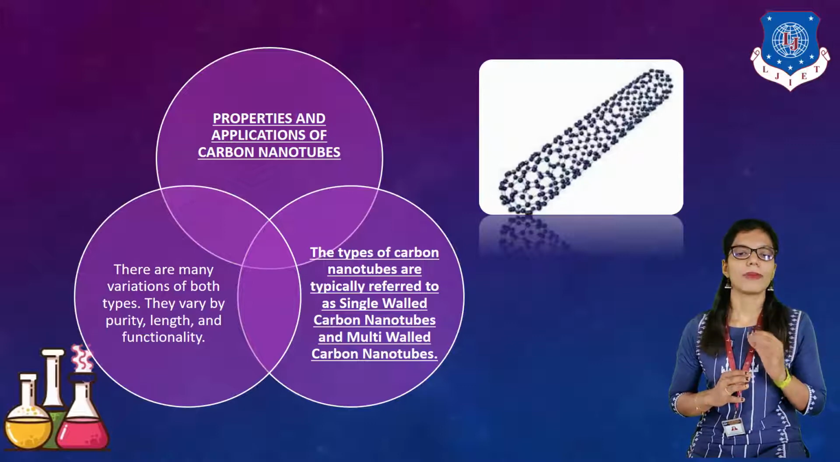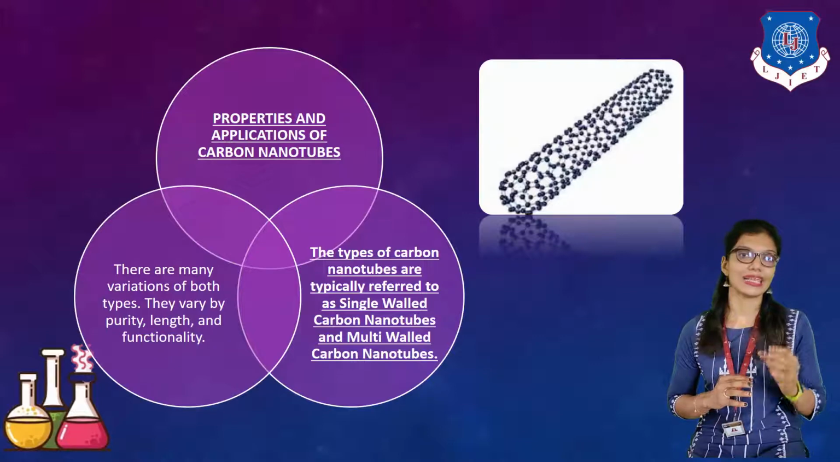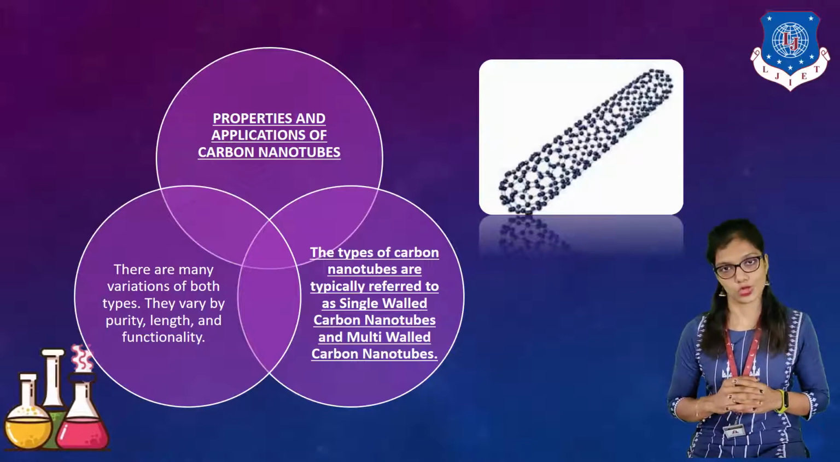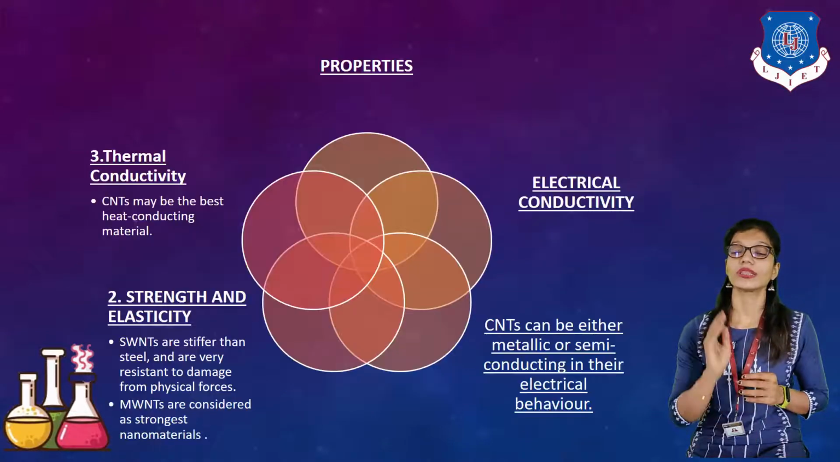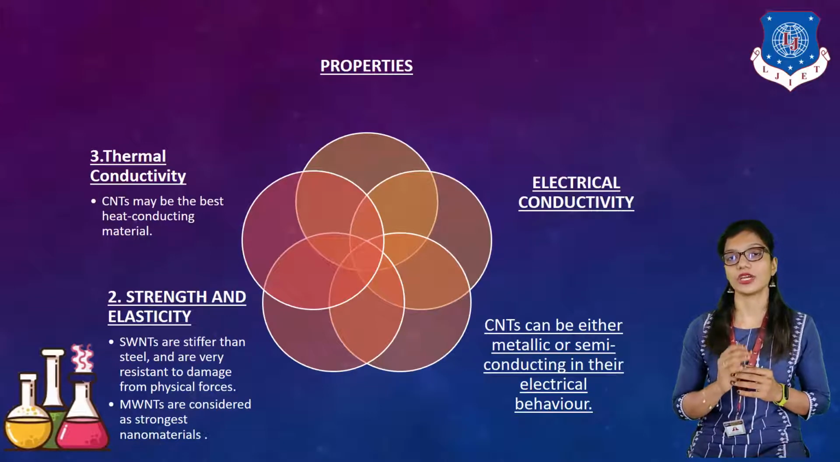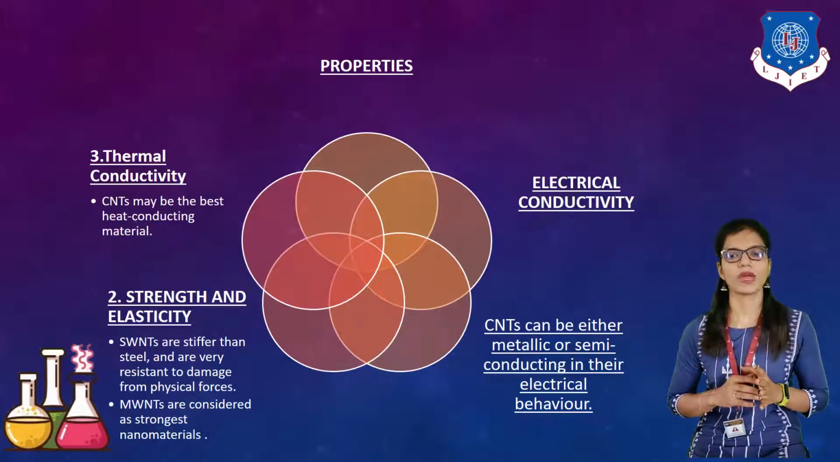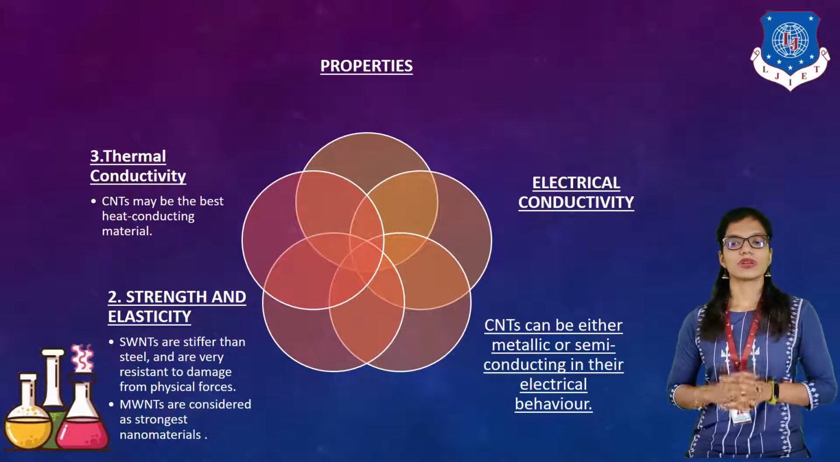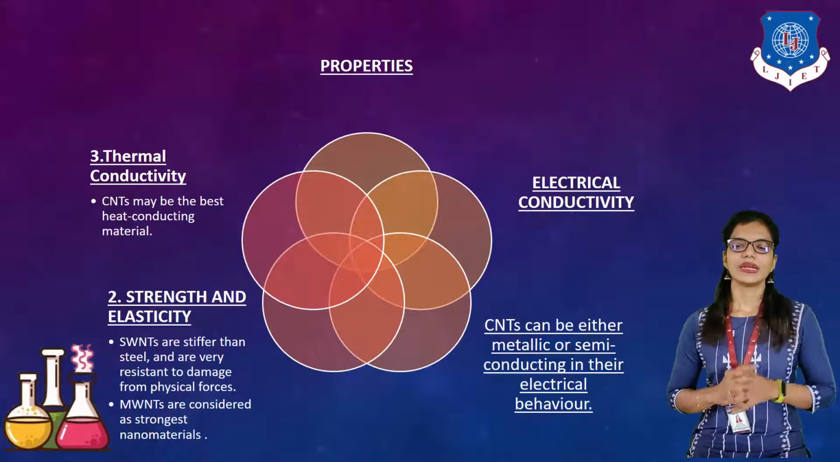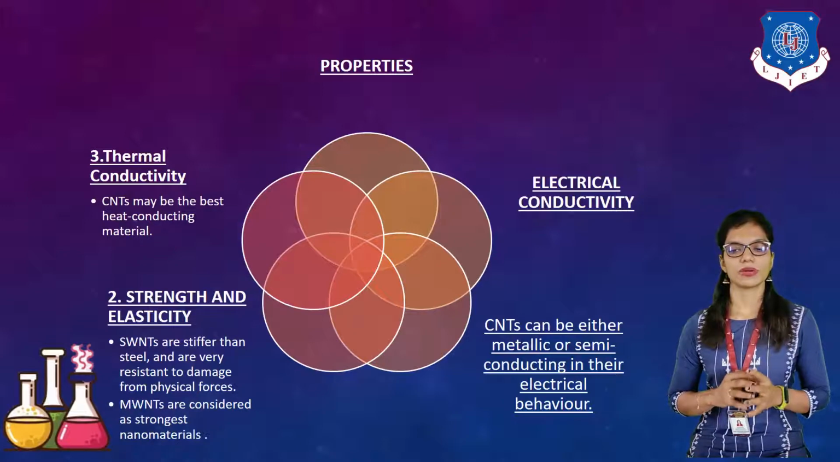There are many variations of both types. They vary by purity, length and functionality also. So depending upon that, their properties change and their applications also change. Let's take a look at the properties. The first one is electrical conductivity. CNTs can be either metallic or semiconducting in their electrical behavior.